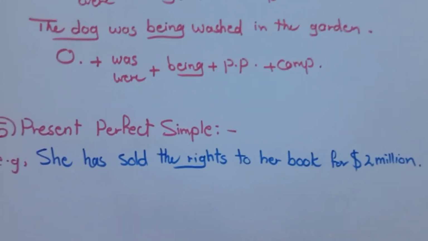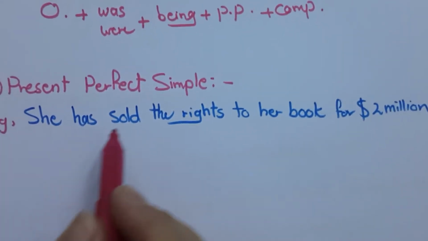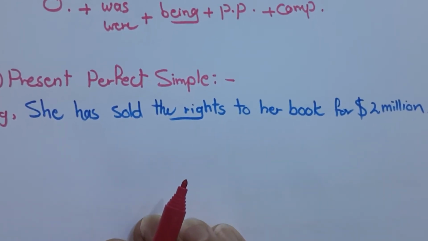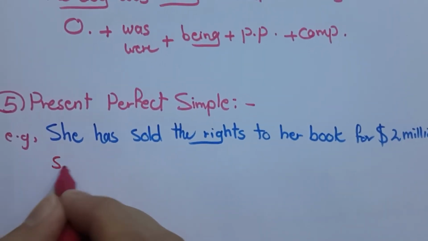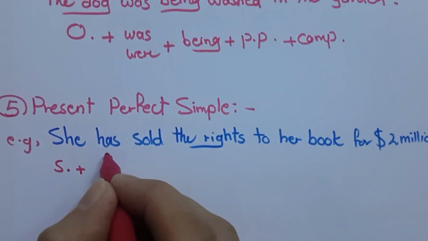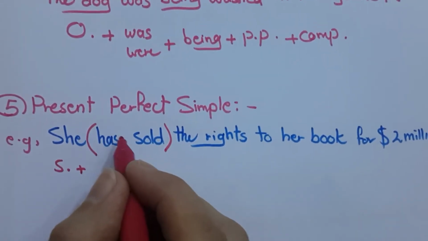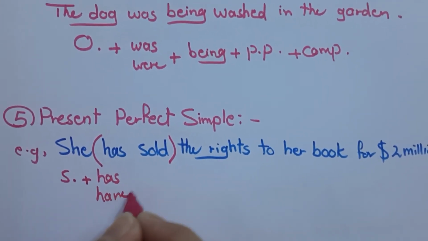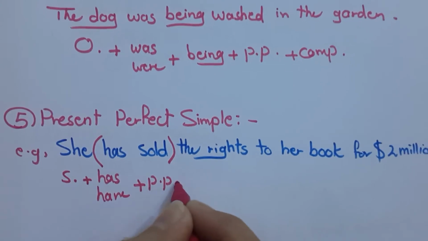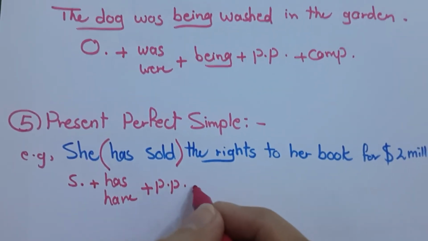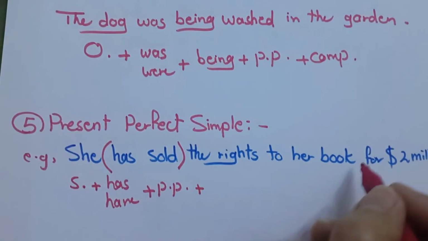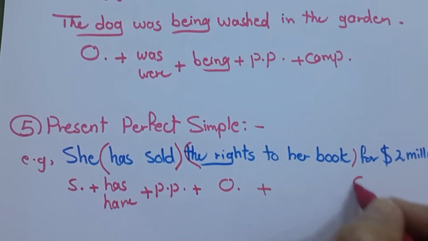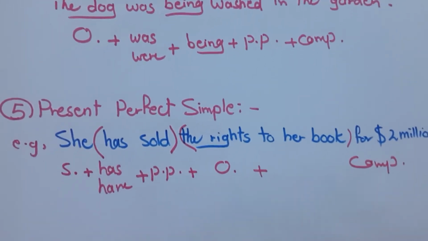Present perfect simple. Look at the example. She has sold the rights to her book for $2 million. Subject. This is an active sentence. This is what? Has sold. Present perfect simple. We have has or have followed by the past participle. Then what? The rights to her book. All of this is the object. And then comes the complement, $2 million.